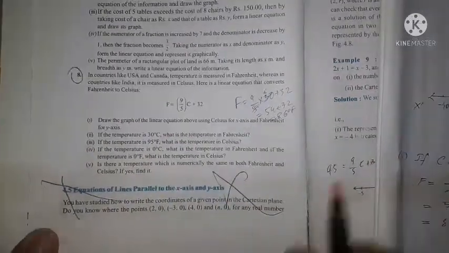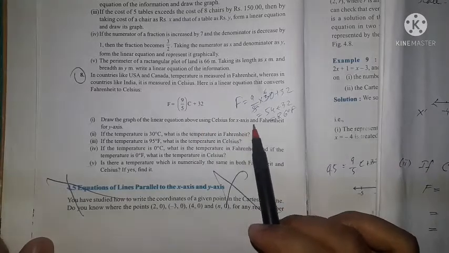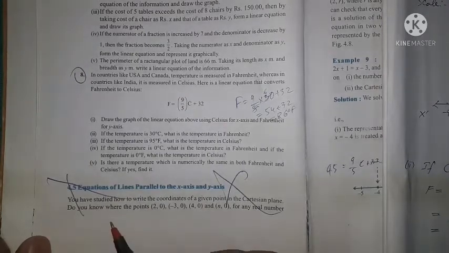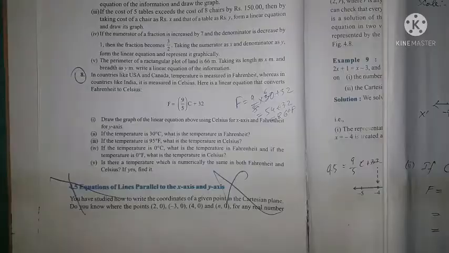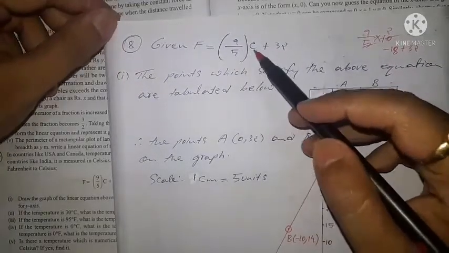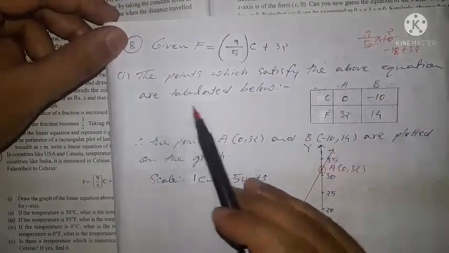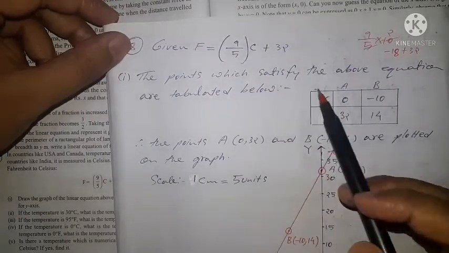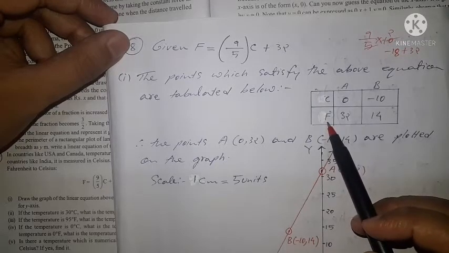So the first question is, draw the graph of the linear equation above using Celsius for x-axis and Fahrenheit for y-axis. So we need to use Celsius for x-axis and Fahrenheit for y-axis. So given equation is F is equals to 9 by 5 C plus 32. Therefore the points which satisfy the above equation are tabulated below. If we put the value of C as 0, because it is given in the question that C is representing the x-axis and F is representing the y-axis.